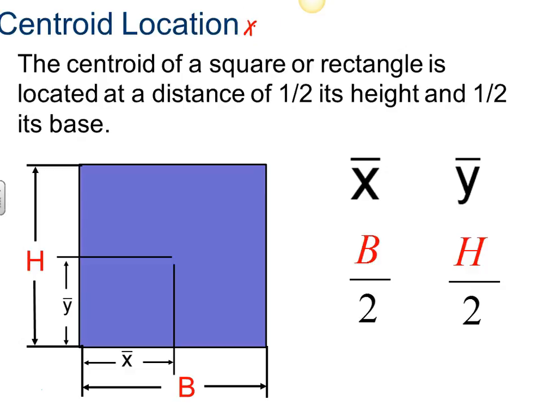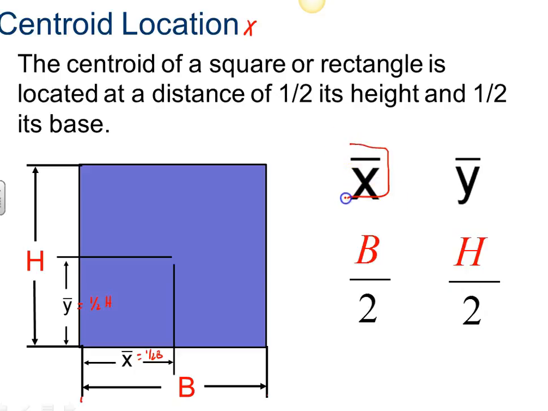Let's take a look at the centroid location on a square or a rectangle. The centroid of a square or rectangle is located at a distance of 1/2 its height and 1/2 its base. So if we have our base here, and our total distance is from this location to this location, then x here is 1/2 of b, and y here is equal to 1/2 h. And we get these two values, b over 2, or base divided by 2, which is the same thing as 1/2 times base, and h over 2.